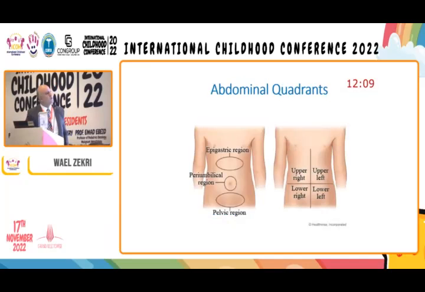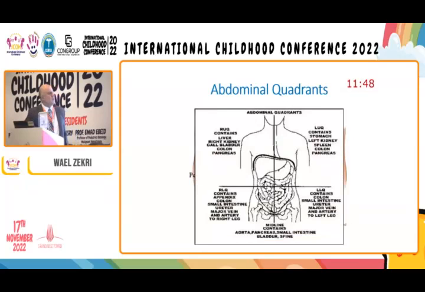We want to see the abdominal quadrants. It is either divided into 4 quadrants: upper left, upper right, lower left, and lower right, and the middle regions: the epigastric region, the periumbilical region, and the pelvic region. In each quadrant, the left upper quadrant contains the stomach, the left kidney, spleen, colon and pancreas, and the right upper quadrant contains the liver, right kidney, gallbladder, and colon. So we should know, when we examine the abdomen, the contents of each quadrant.